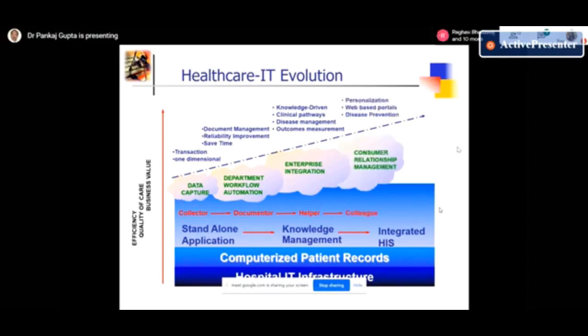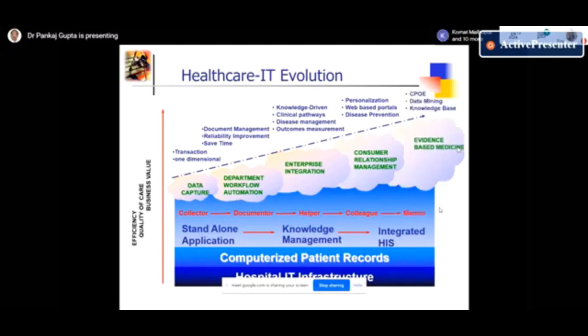The next level is consumer relationship management, where the system becomes a colleague. That's when we are talking about web-based portals and personalization coming in, with protocols per doctor or per clinic. From a patient perspective, personalized medicine begins to take shape and becomes available. So there are logins for everyone. They can log in anywhere and everywhere over the internet, and the system is on the cloud, so to say.